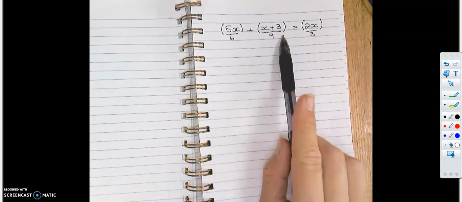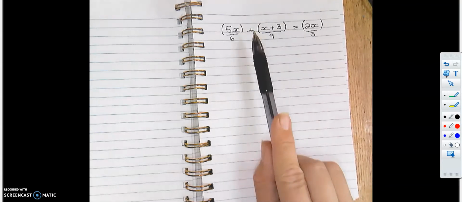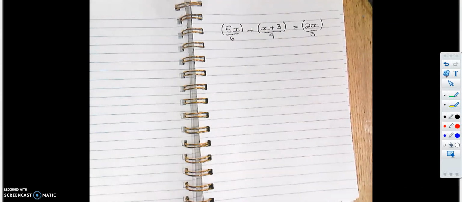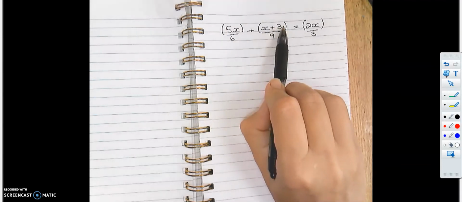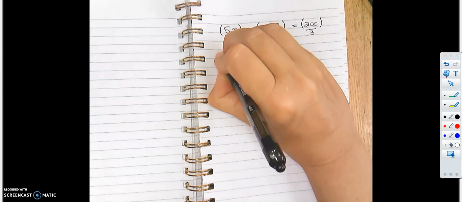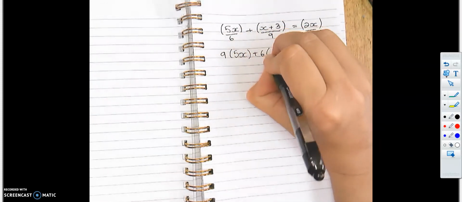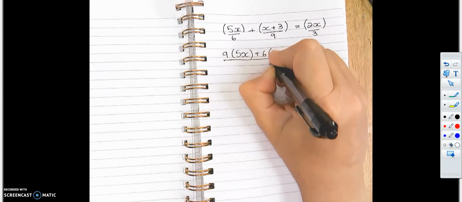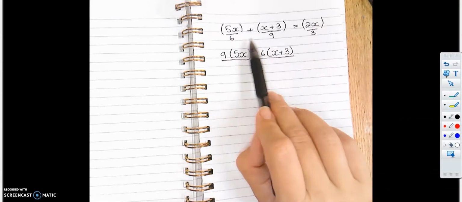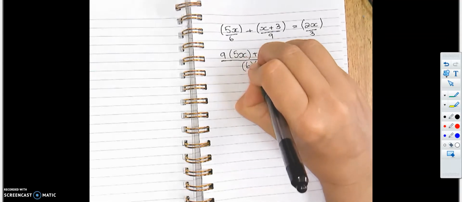Okay, now what I would advise you to do is to make it so that each side is equal to a single fraction. So here we've got two fractions, we need to make it into a single fraction. How you're going to do that is you're going to multiply the denominator here by the top, the bottom of this one by the top. So you've got 9 times 5x plus 6 times x plus 3. Okay, so that's the top part done. And for the bottom part, you multiply the two denominators together. So we're having 6 times 9.